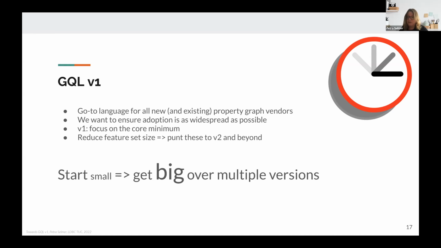Because I don't think there's anything worse than giving them a 2,000-page document where 90% of the features are mandatory. Nobody's ever going to be able to get onto the first rung of that ladder. So we just want to make sure that we produce something that's workable for a first version, and that every new developer on the block can actually start to implement.